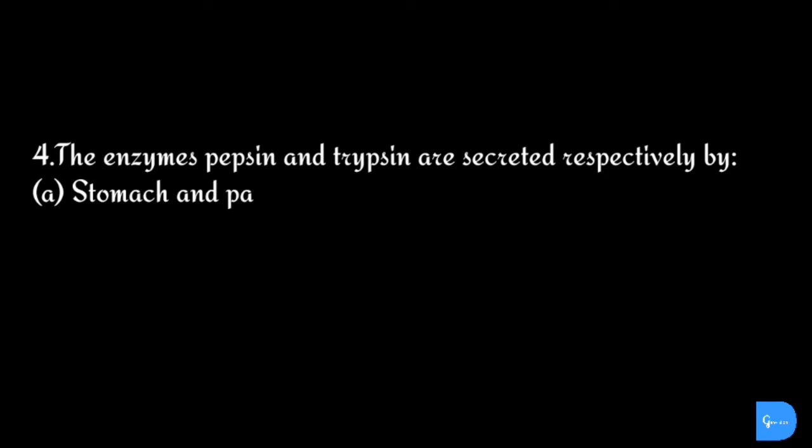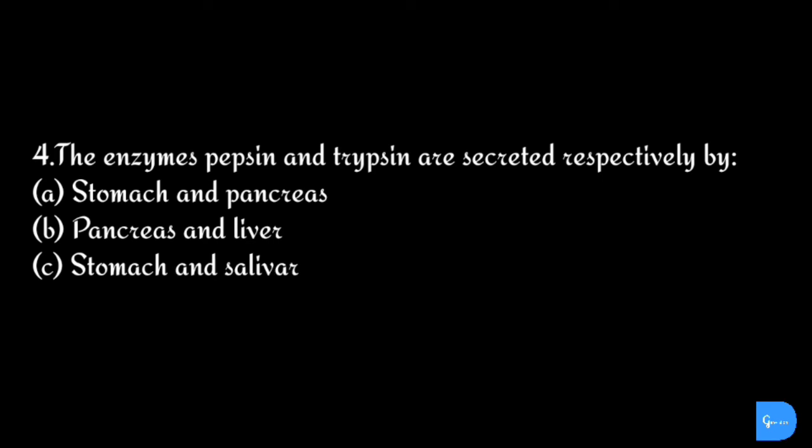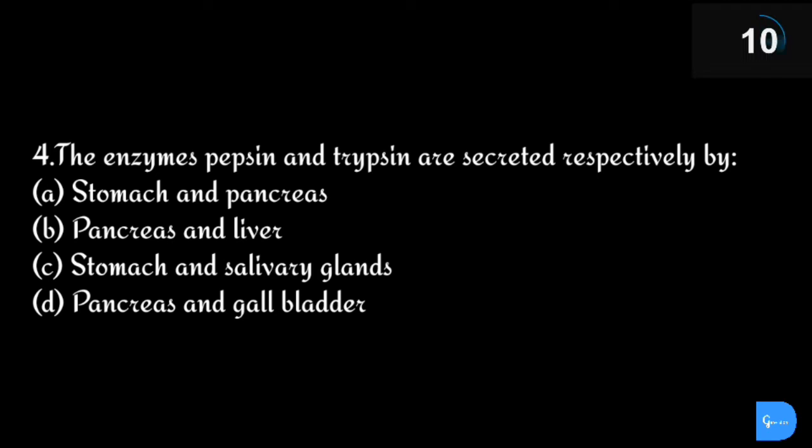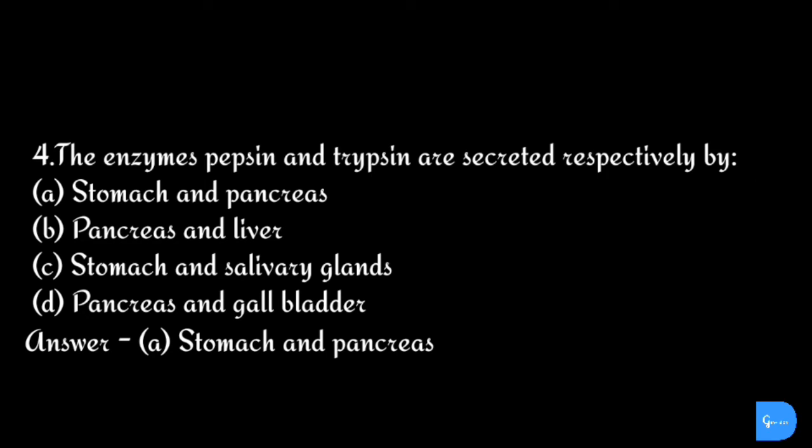Question number 4. The enzymes pepsin and trypsin are secreted respectively by. Options are A. Stomach and pancreas, B. Pancreas and liver, C. Stomach and salivary gland, D. Pancreas and gallbladder. The correct answer is option A. Stomach and pancreas.